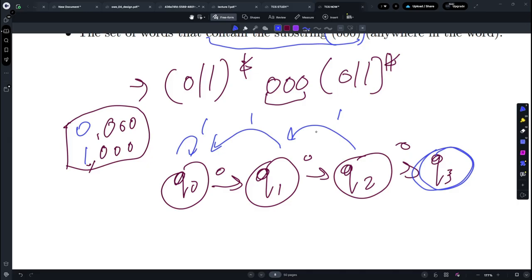Meaning that if you cannot do it here, that means you have to send it all the way back to this position. So if you read a 1, you go all the way here and you start again, so that 0, 0, 0 is included in the word. You cannot make a word without 0, 0, 0. It's included. It says that it contains the substring anywhere in the word. Then you can just do 1 or 0 as many times as you want.